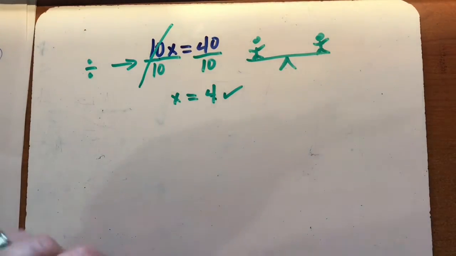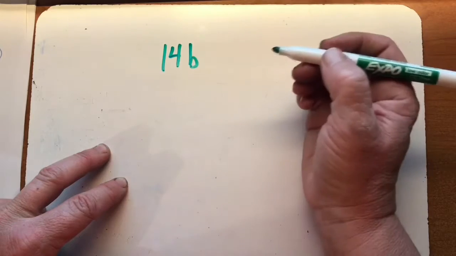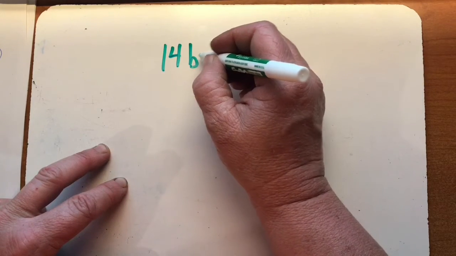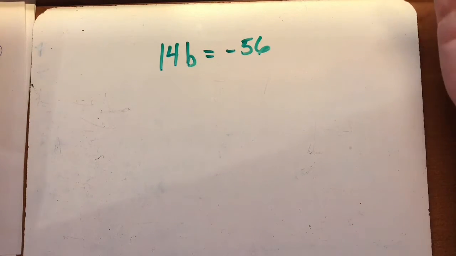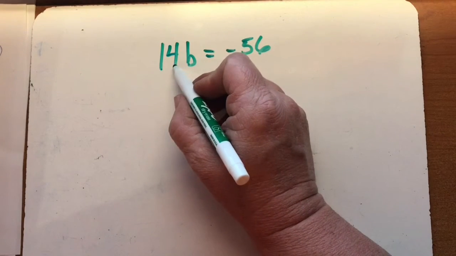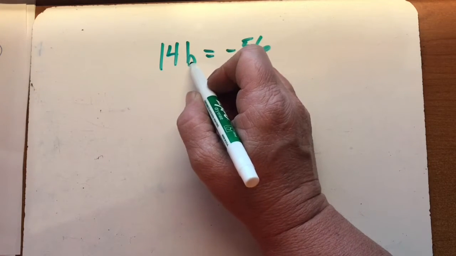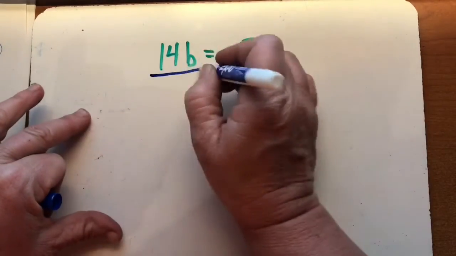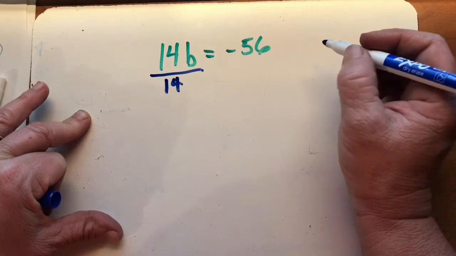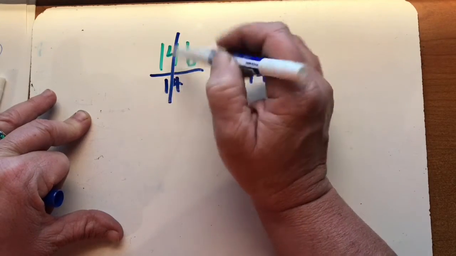Okay, let's look at another one. So here we go. And again, it doesn't matter what the letter is. This is a B. And it doesn't matter about signs, other than you have to mathematically make sure your answers are right. So I'm looking at this, and 14 is being multiplied to B. To undo the multiplication to get B by itself, to isolate B, I have to do the opposite. The opposite of multiplication is division. So I divide that side by 14, and I have to divide this side by 14. This goes away because it equals 1.